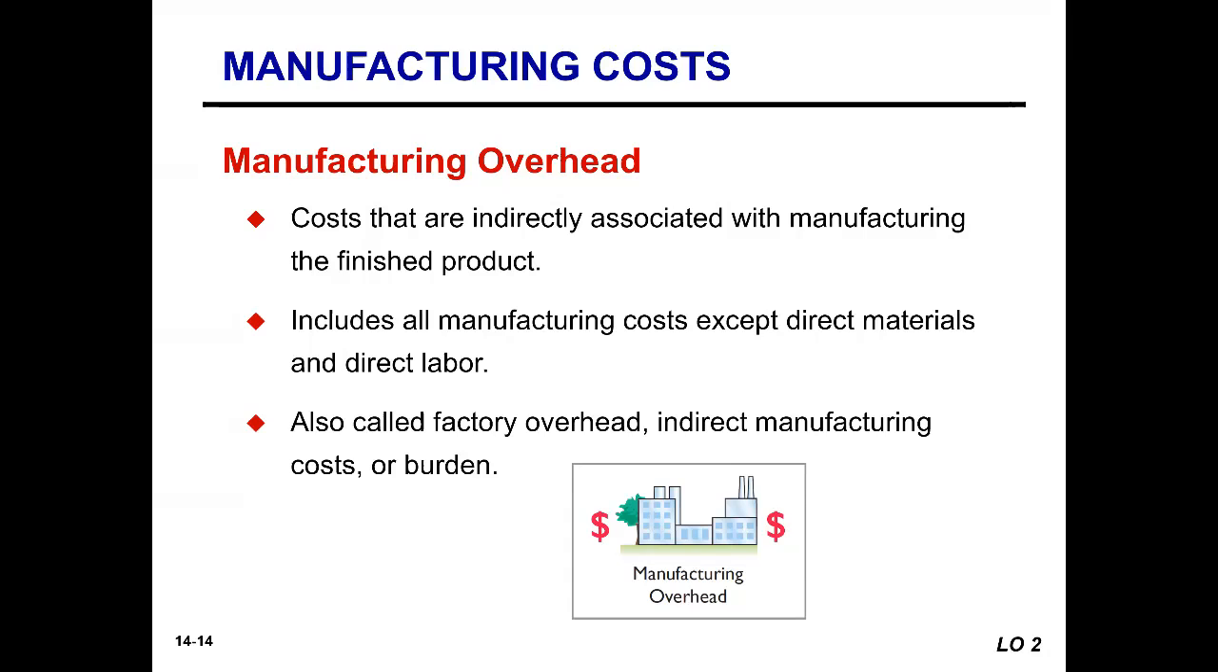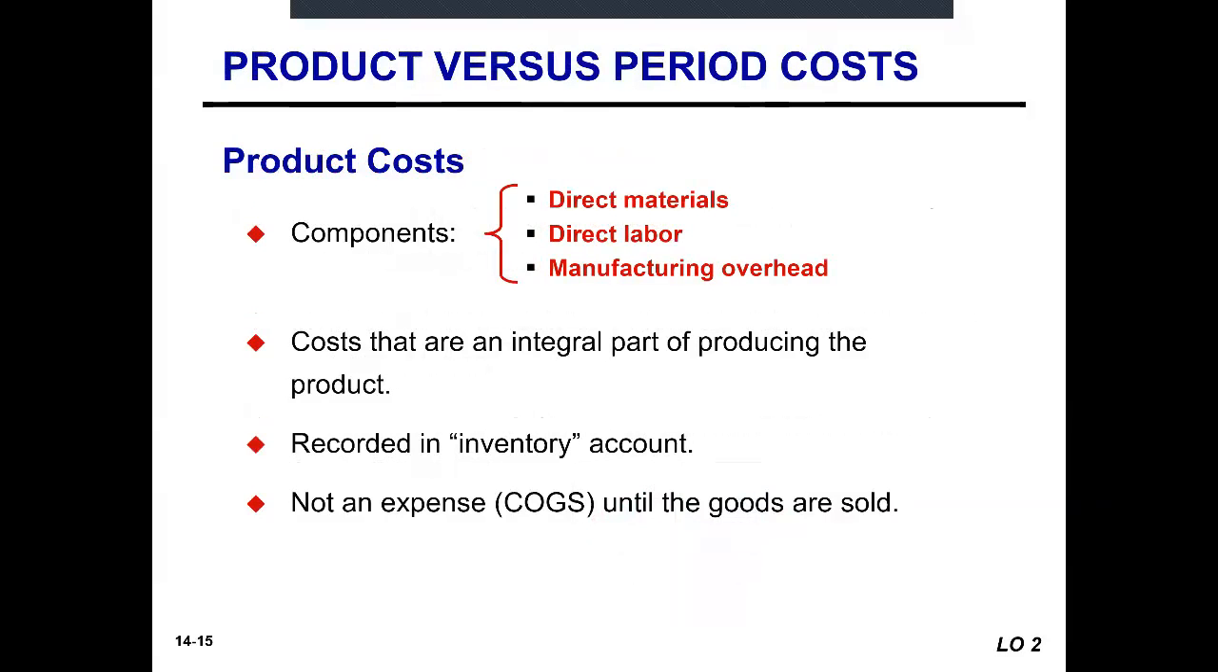Utilities is another one, rent, property taxes, salaries, insurance, all these things are indirect. They're part of it, we just can't directly trace it. So the next question then becomes, well, how do I attach it to a product? Well, we'll talk about that a little bit later. Maybe not tonight, but we will certainly in the next lesson, because it's a whole chapter on its own.